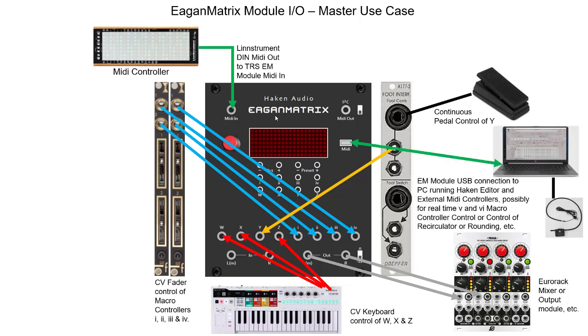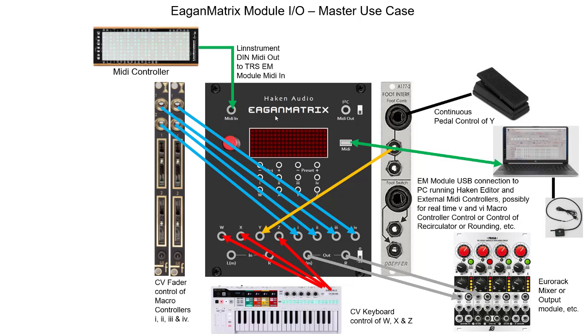I can also connect up a computer to the USB port. This is class compliant USB, so you don't have to load a USB driver. That computer can run the Haken editor. That editor can be used to display presets, edit presets, and most importantly, download firmware. You will need the editor to download firmware, and the editor can run on a PC or a Mac.